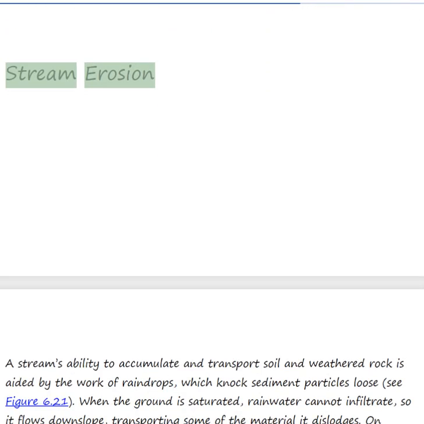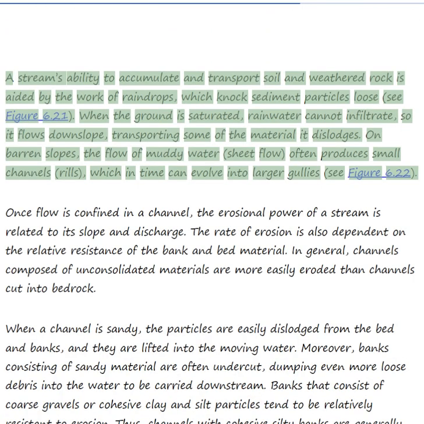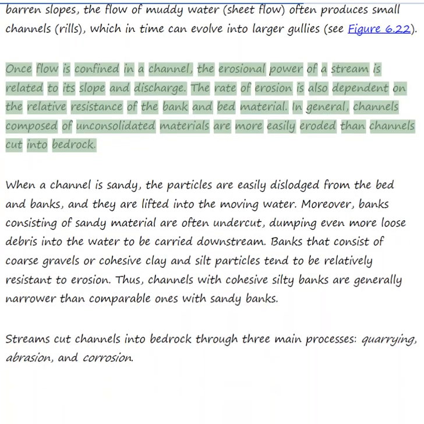Stream erosion. A stream's ability to accumulate and transport soil and weathered rock is aided by the work of raindrops, which knock sediment particles loose. When the ground is saturated, rainwater cannot infiltrate, so it flows downslope, transporting some of the material it dislodges. On barren slopes, the flow of muddy water often produces small channels, which in time can evolve into larger gullies. Once flow is confined in a channel, the erosional power of a stream is related to its slope and discharge. The rate of erosion is also dependent on the relative resistance of the bank and bed material.